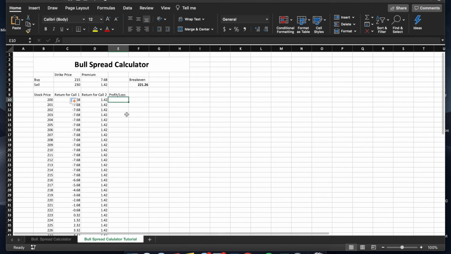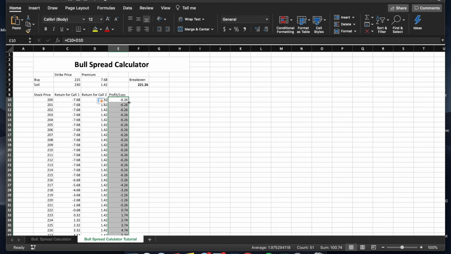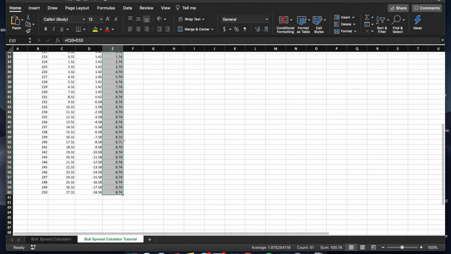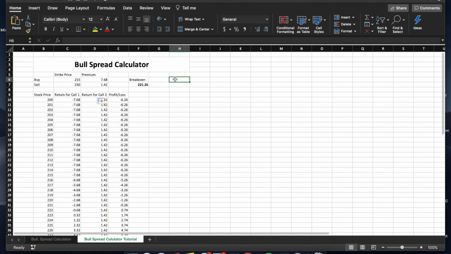So now in column E, we're going to calculate the profit and loss. This is pretty easy. You're just going to take the return for call 1 minus the return for call 2. And then go ahead and copy that all the way down. And now you have your max profit and loss.